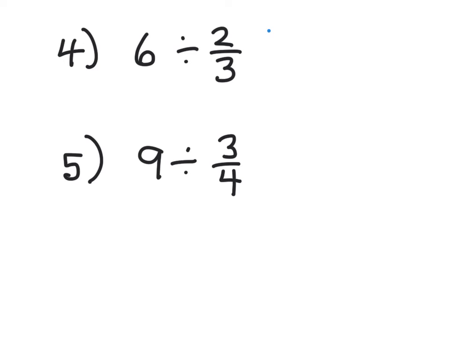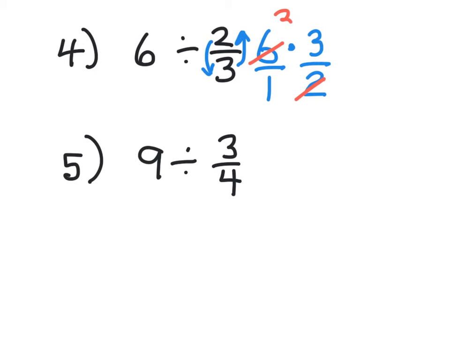For number 4, 6 is still the same. Division sign becomes multiplication. And then since we're dividing by 2/3, we're going to multiply by the reciprocal of that, which is 3/2. All right, let's cancel factors before we multiply. 2 cancels into 6 3 times, into itself 1 time. And so we get 3 times 3 is 9, 1 times 1 is 1. So 9/1, or just 9, is the answer. So how'd you do?